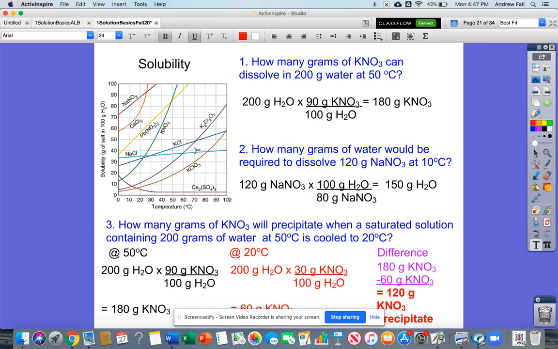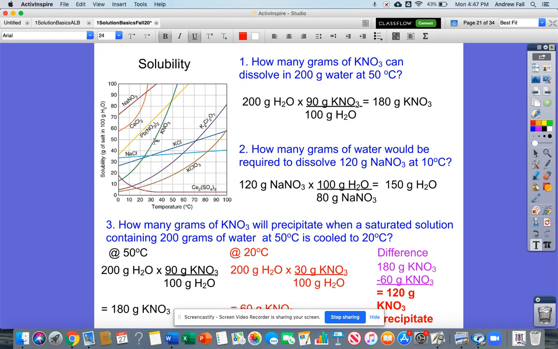This is a result of the fact that the dissolving process is typically endothermic. So as you're adding energy to the system, it's going to drive the reaction forward. What's shown for each compound is a line of saturation. We know a saturated solution is one that can't dissolve any more solute at a given temperature, so the maximum amount that can dissolve.